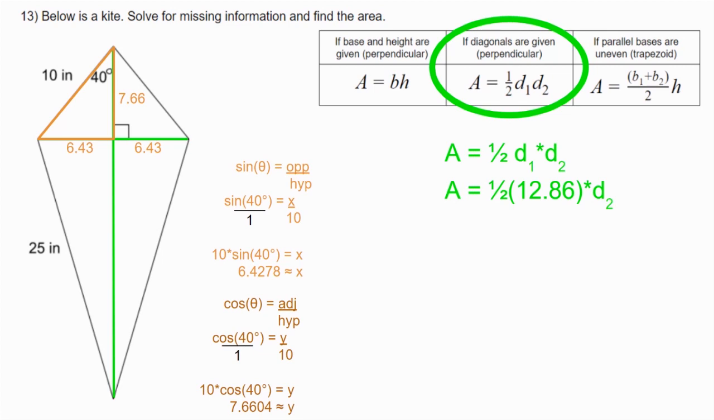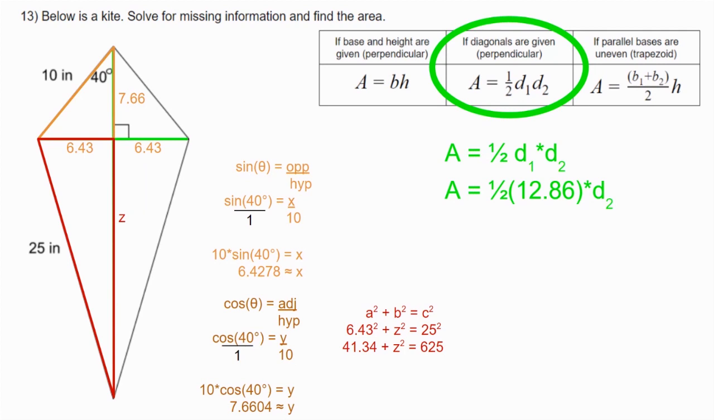So we need the bottom part of that vertical line. And so I'm going to shift my mind to look at this bottom right triangle. I don't have any angles, so I can't use trigonometry, but I can use Pythagorean theorem. Because if you know two sides of a right triangle, you can find the third side by using a squared plus b squared equals c squared, where c is the hypotenuse, in this case 25, because it's across the right angle. Squaring 6.43 and 25, we get 41.34 plus z squared equals 625.